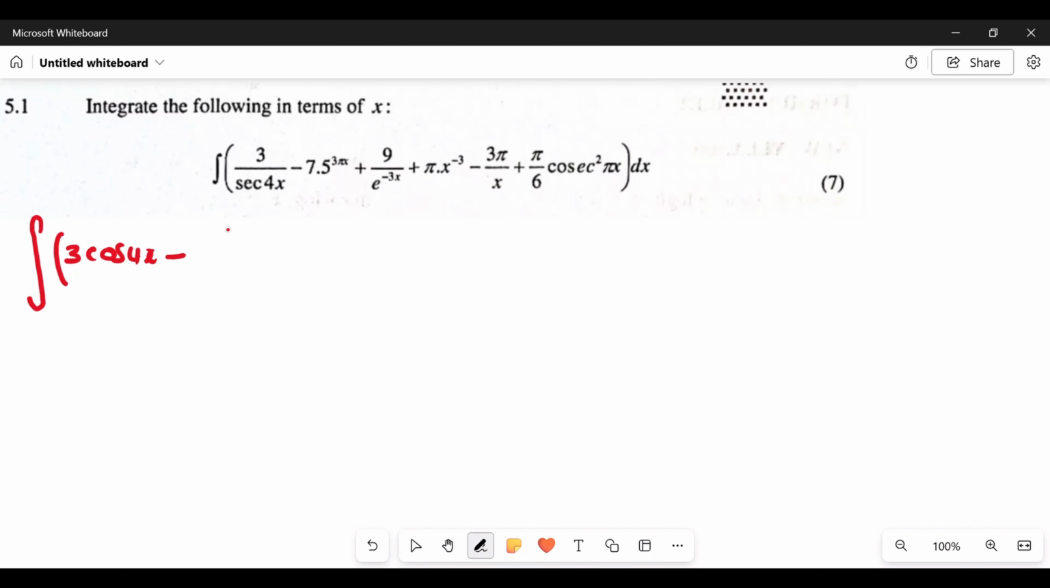Move to the second term. The second term is fine. No simplification is required. We're just going to rewrite it as it is. We have negative 7 multiplied by 5 to the power of 3 pi x. There we go. Plus the third term.